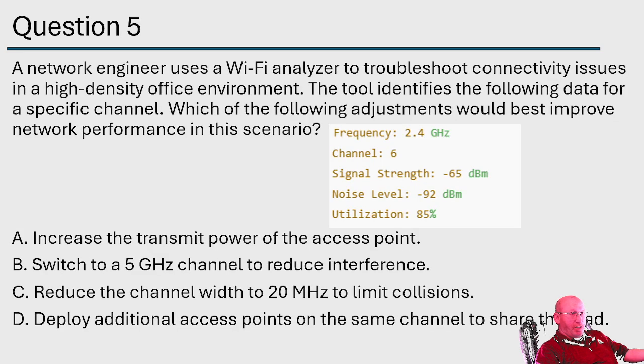There we go. All right, question number 5. A network engineer uses a Wi-Fi analyzer to troubleshoot connectivity issues in a high-density office environment. The tool determines the following data for a specific channel. Which of the following adjustments would best improve network security? Oh man, network performance, not network security, network performance. In this scenario, we see 2.4 gigahertz channel 6, signal strength at -65, noise level at -92, utilization at 85%.